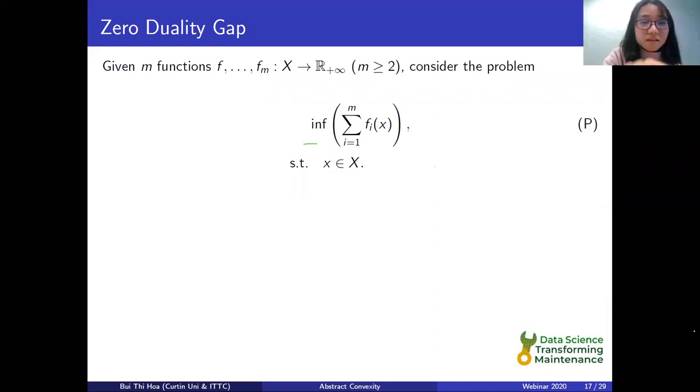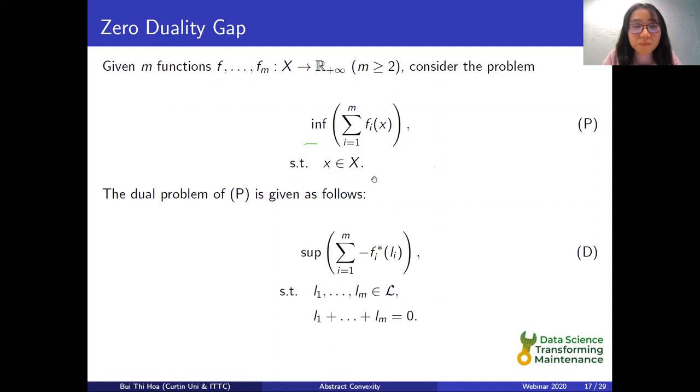doesn't need to be convex anymore. It can be any function. So the minimization problem is a minimization of the sum of m functions.